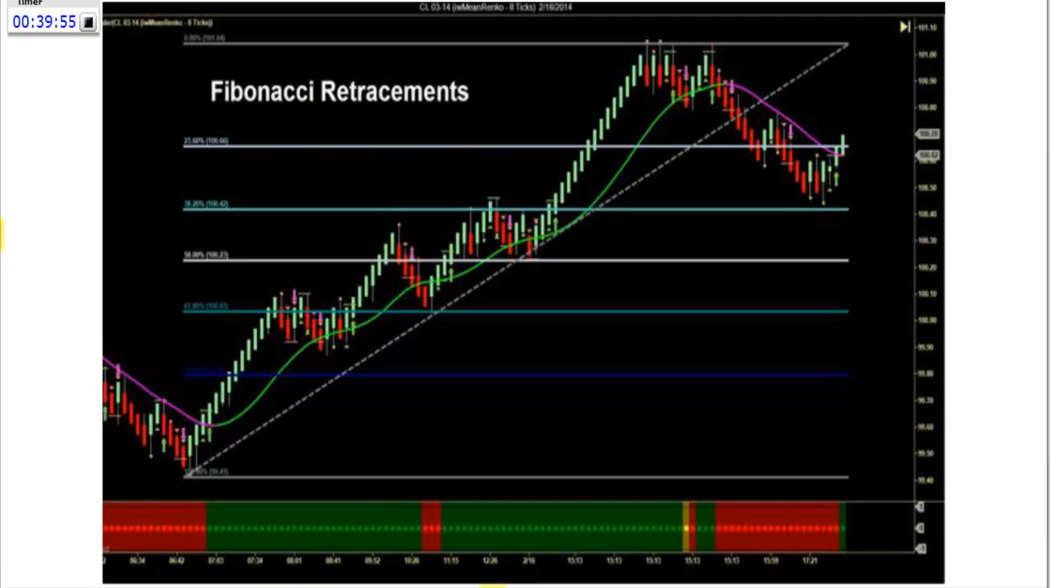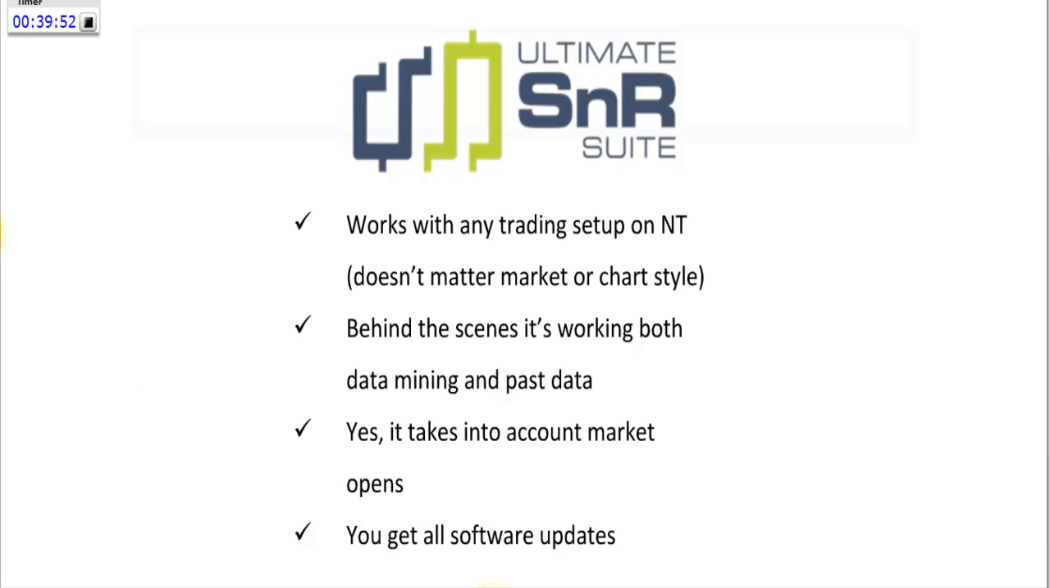Which brings me now to the ultimate support and resistance suite. This is actually how I trade support and resistance levels. The ultimate support and resistance suite is not based on Fib levels. It's not based on pivot points. It's actually a very elaborate algorithm that forecasts where future price is likely to find support and resistance based on what has happened in the past.